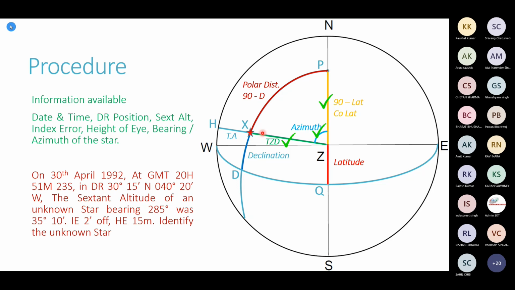And in this triangle, we know two sides, that is side PZ and side ZX, and the included angle, that is angle Z. So in a spherical triangle, two sides and the included angle are known. We are aware that we can apply the cosine formula and we can find out the missing parts. So we can easily apply the cosine formula using these known parts, and we will be able to calculate and find out the missing parts.